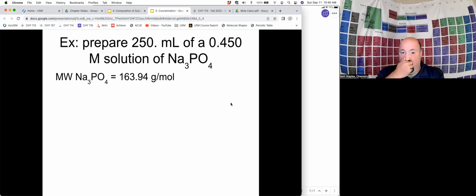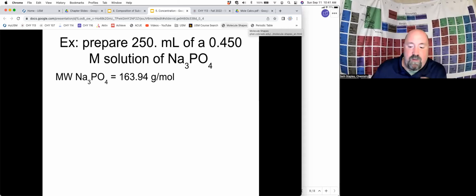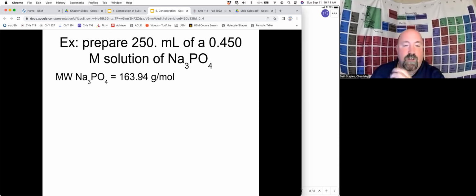And so here's an example. In this example, we want to prepare 250 milliliters of a 0.450 molar sodium phosphate solution. And so we have to figure out how we're going to do that. Again, if we keep in mind what we actually have to know to go into the lab, in order to make this solution, we need to know how much of that sodium phosphate to weigh out, how much of that solid we actually need to use.